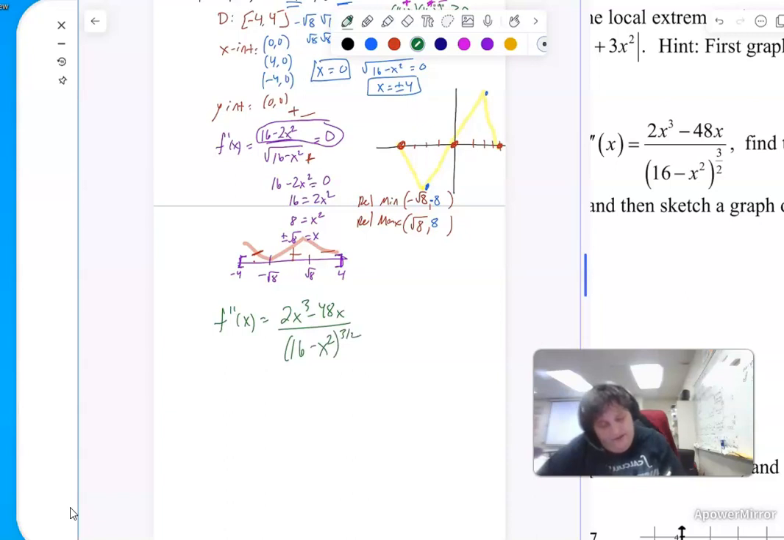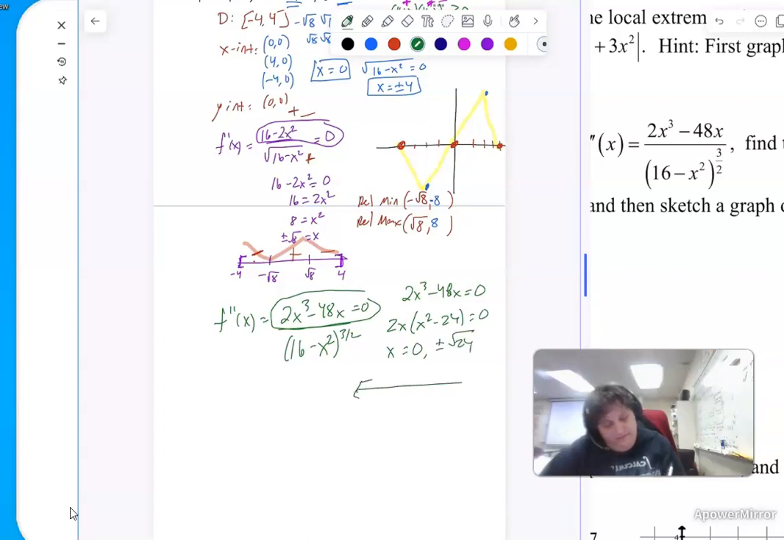All right. Again, setting the top equal to 0. Okay, so I might as well factor out a 2x. So I have x squared minus 24 is 0. So I end up getting x is 0 and plus or minus the square root of 24. On my sine line graph between negative 4 and 4, the square root of 24 is going to be just under square root of 25. The square root of 25 is 5.